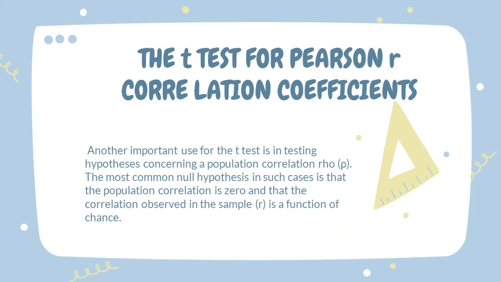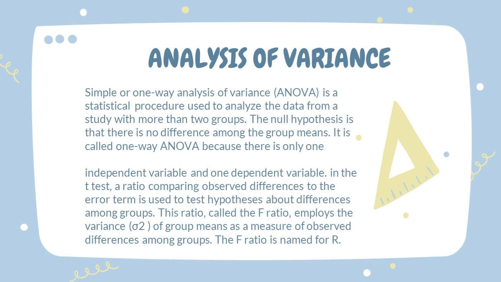The t-test for Pearson correlation coefficients. Another important use for the t-test is in testing hypotheses concerning a population correlation rho. The most common null hypothesis in such a case is that the population correlation is zero. And then analysis of variance. Simple or one-way analysis of variance, or ANOVA, is a statistical procedure used to analyze the data from a study with more than two groups.